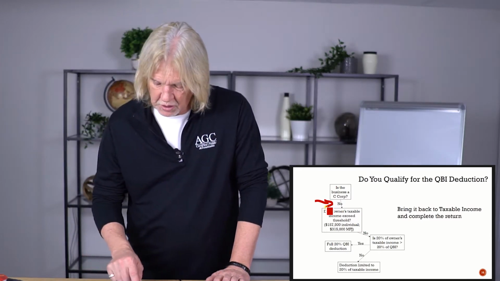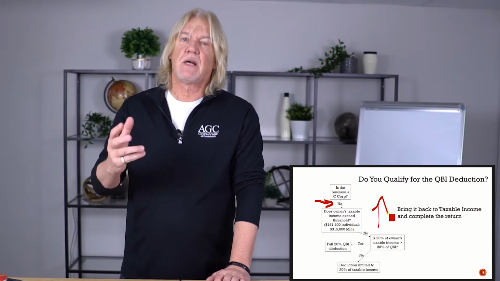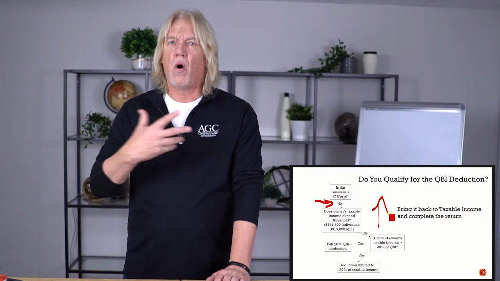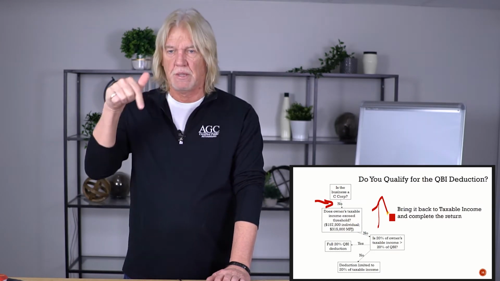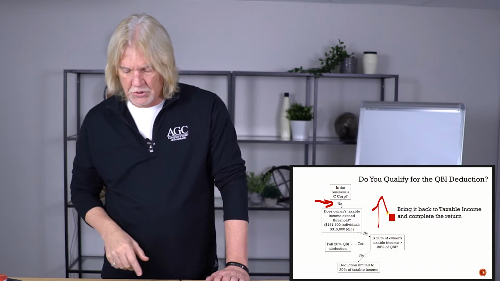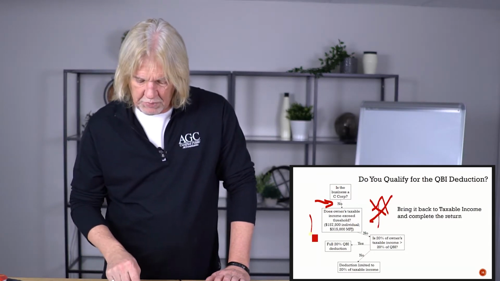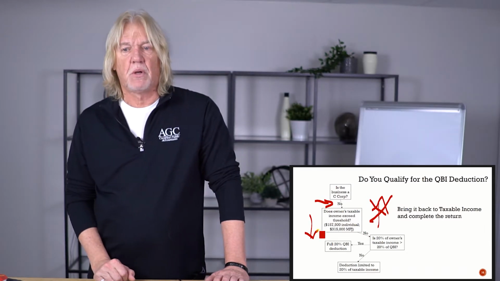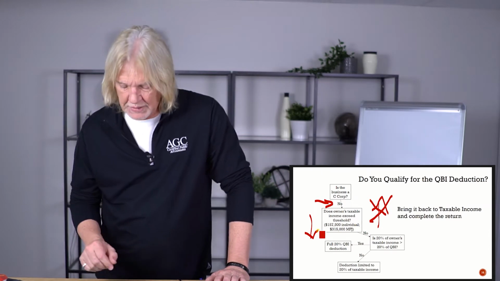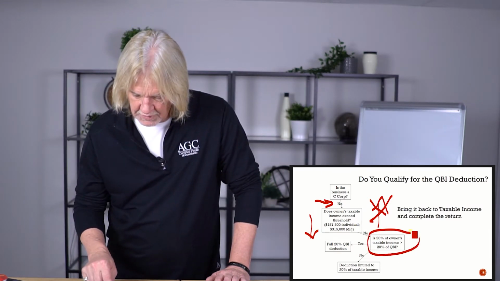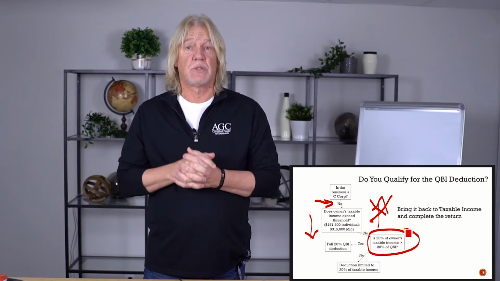So the question here, are we above the threshold? Throughout my presentations, you're going to see an arrow up and an arrow down. An arrow up will always refer to above the threshold, an arrow down below the threshold. So in this case, the answer is no. We are below the threshold. Being below the threshold, then we have a test: is 20% of the owner's taxable income greater than 20% of the QBI?